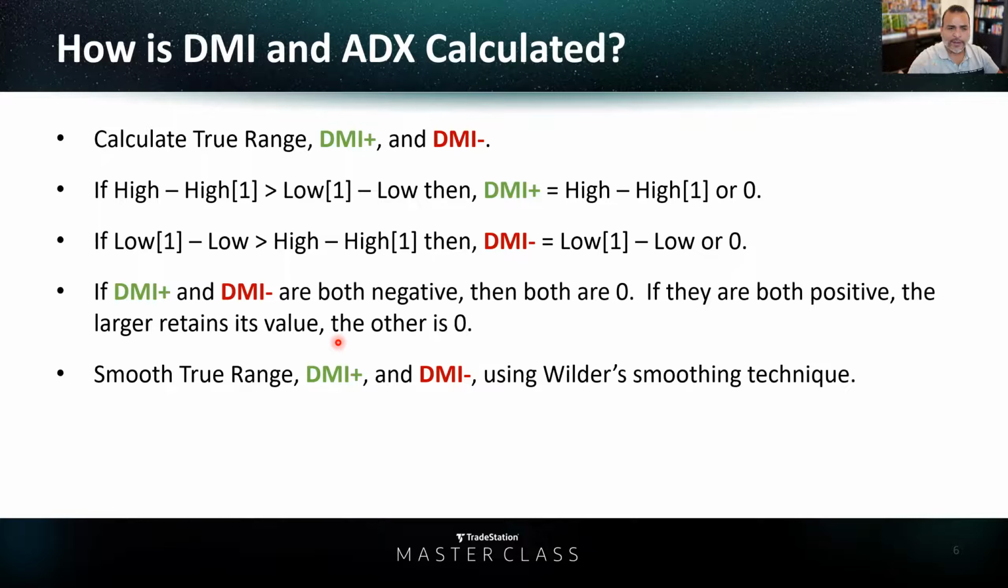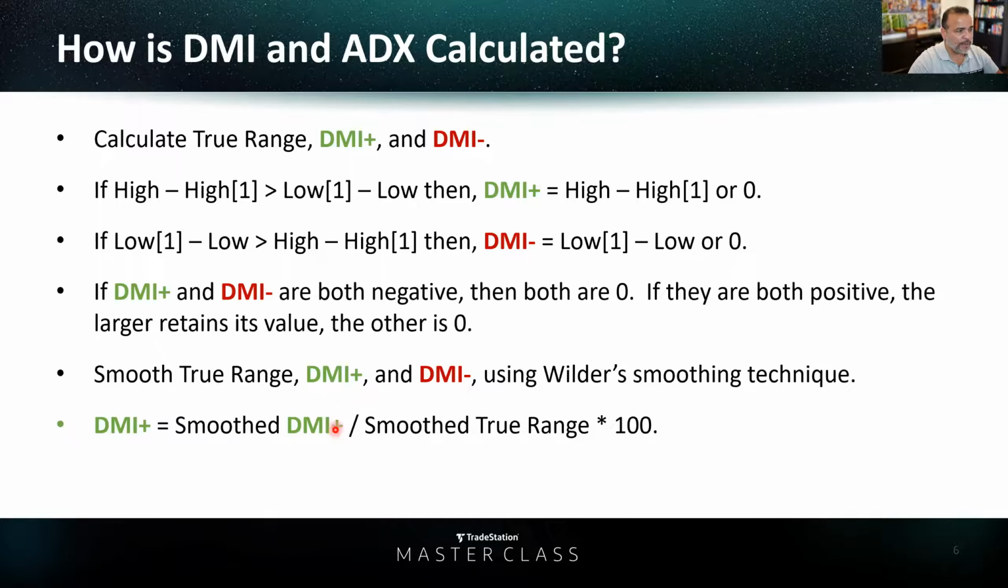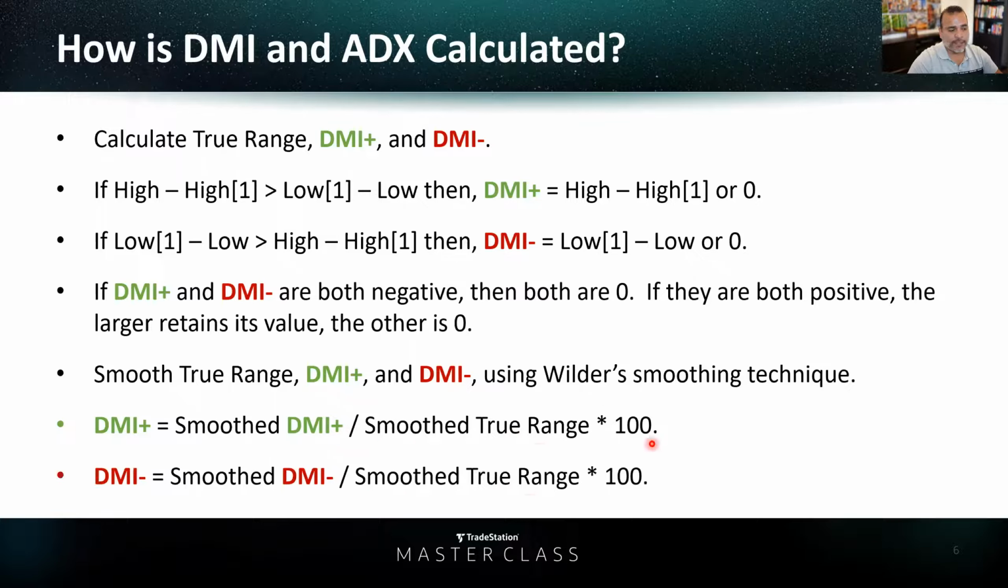Whenever I look at a value, I want to know how it's calculated, and I always refer to the formula to see where that number came from. Once you do that, the DMI plus is calculated by taking that smooth DMI plus, dividing it by the smooth true range times 100. And the same thing is done with the DMI minus. You can see there's a little bit of math, but that's where the value comes from. Once you plug in the values in here, you get the DMI plus and the DMI minus reading.